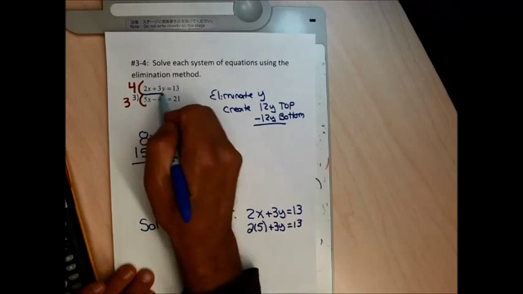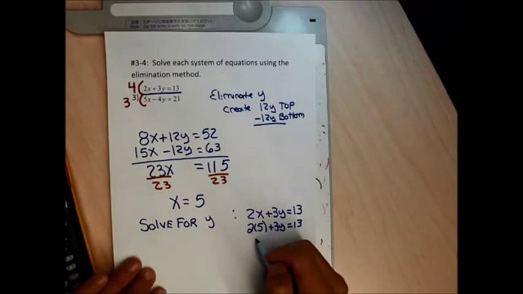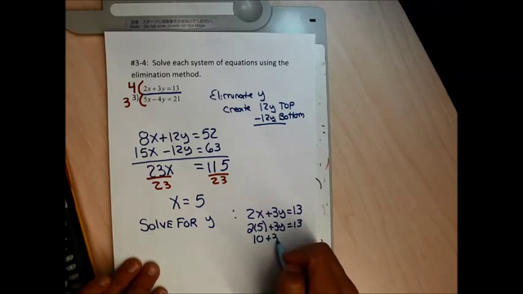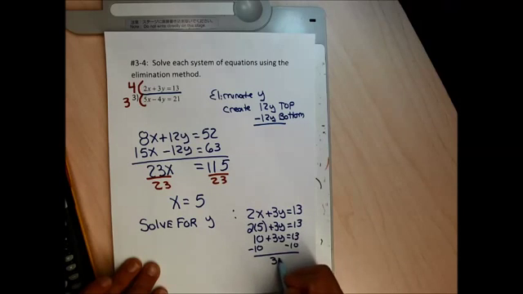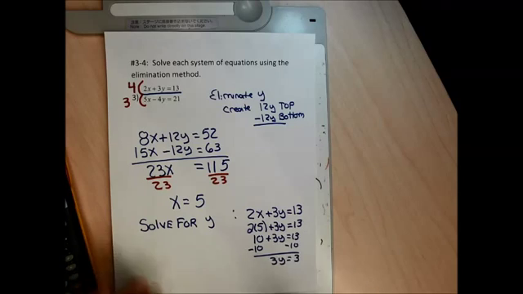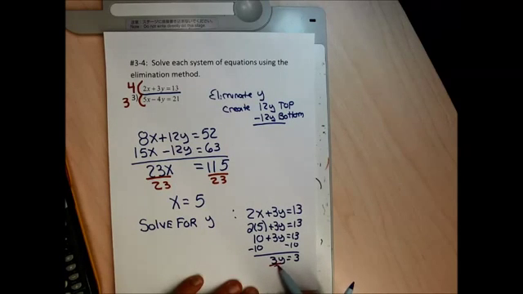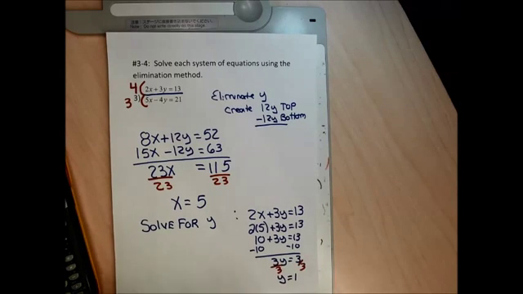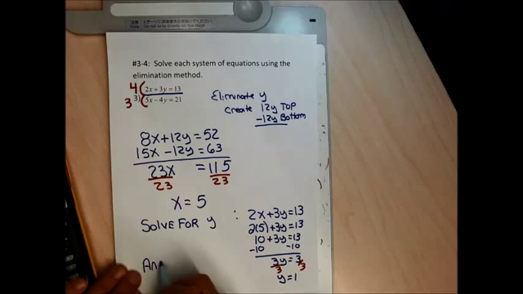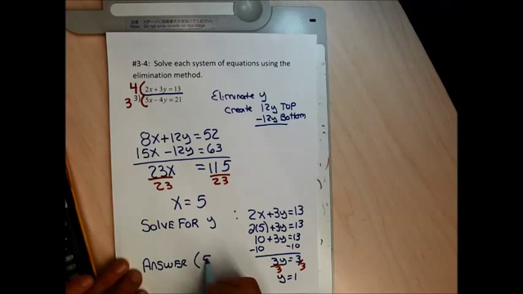into this top equation, and that's going to give me 10 plus 3y equals 13. Now I'm going to minus 10 from both sides. That's going to give me 3y equals 3. And then I'm going to divide both sides by 3. And that's going to take me to y equal to 1. I'm going to write my answer as a point. So my answer, x equal to 5, y equal to 1, I write it as a pair or a point with the x first and the y second.